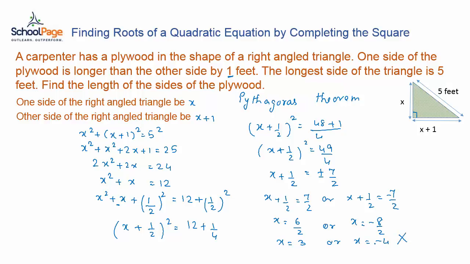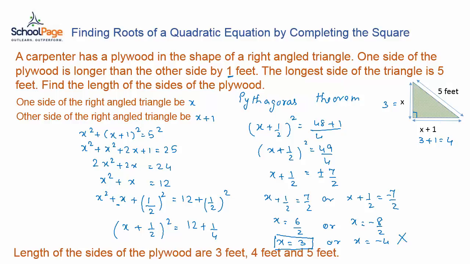Now we neglect this x is equal to minus 4 root because we know that the length of the sides cannot be negative. So we take x is equal to 3. That means one side of the triangle is 3. Then the other side we know will be equal to 3 plus 1, which is 4. So the length of the sides of the plywood are 3 feet, 4 feet and 5 feet.